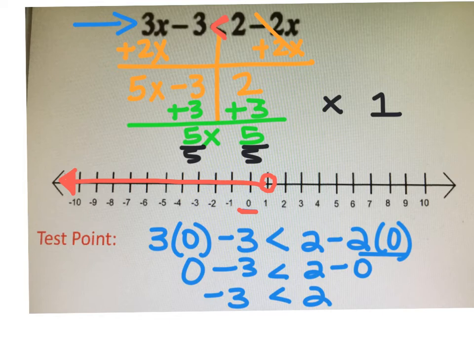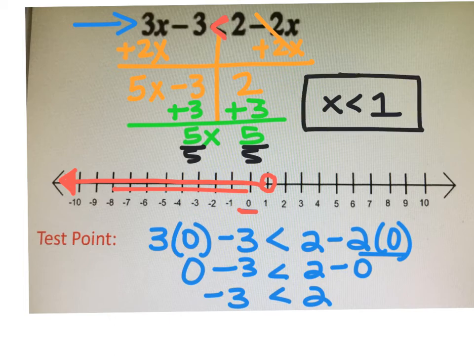My last step is I need to write the inequality for what I have shown on my number line. This is showing all the numbers less than 1. So I'm going to come up here to my inequality, and I'm going to write x is less than 1. It's all the x less than 1. So when you solve one of these, you need to have your answer like this, and you need to have your picture on your number line.